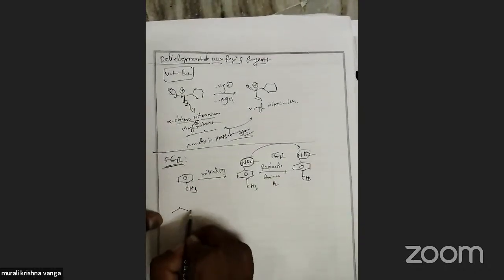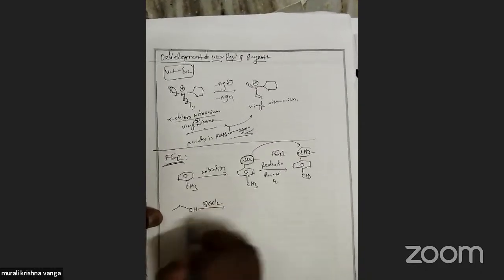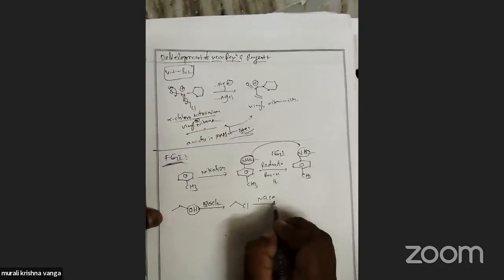Next, I am taking hydroxy here. Hydroxy group reacting with SOCl2, hydroxy is converted into chloro function. This chloro reacts with sodium cyanide, and chlorine is converted to cyano. This cyano function undergoes hydrolysis, then forms carboxylic acid. So hydroxy is converted to chlorine, chlorine is converted to cyano, and cyano is converted into carboxylic acid. This is a functional group interconversion.